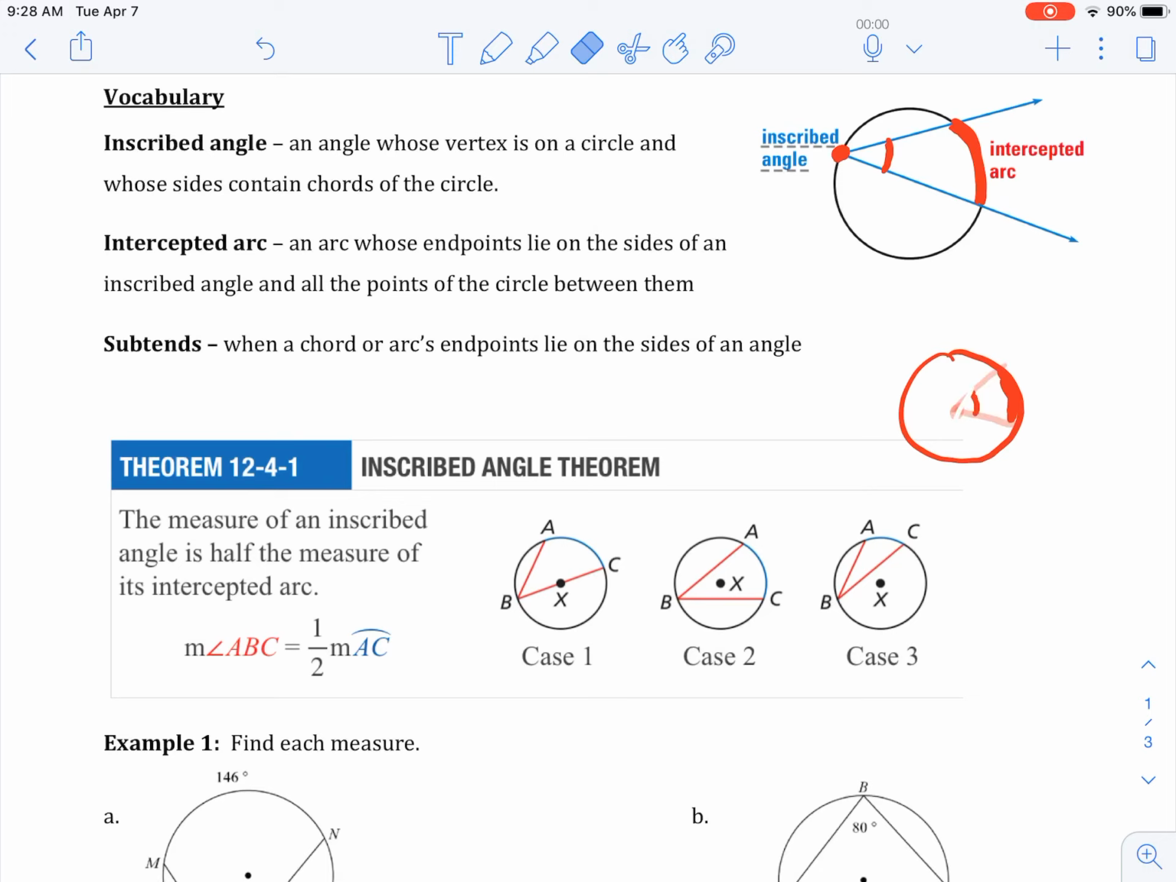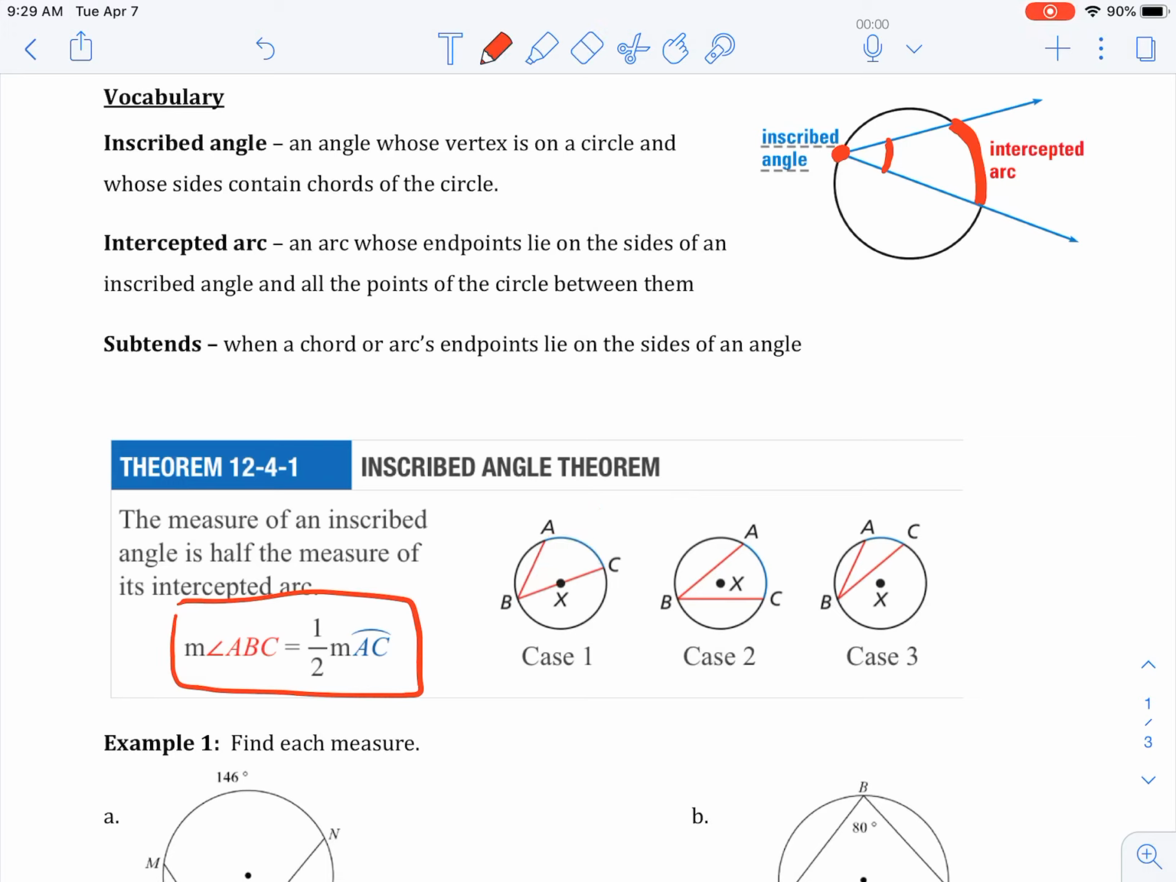That's not the case with inscribed angles. With inscribed angles, when the vertex is on the edge of the circle, the relationship is the angle will be 1/2 the measure of the arc. So if this arc right here in this first case was 60, that would mean the angle would not be 60. The angle would be half that. It would be 30. So that's the difference with inscribed angles and central angles.